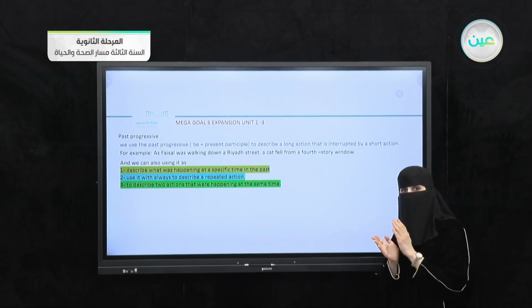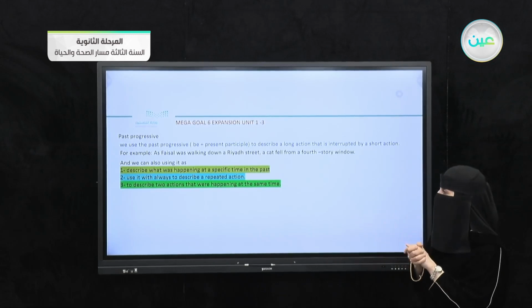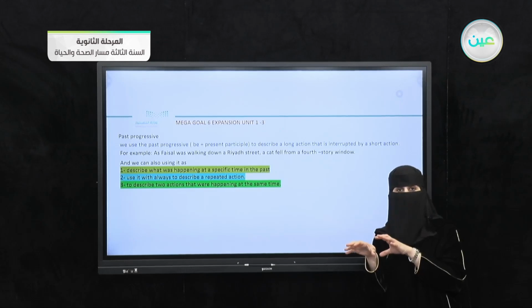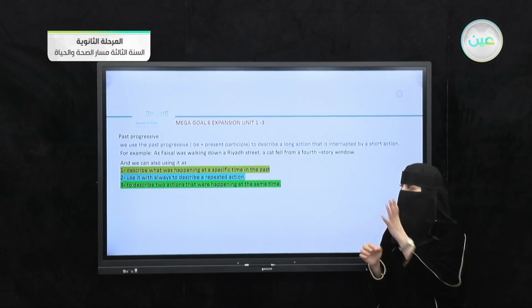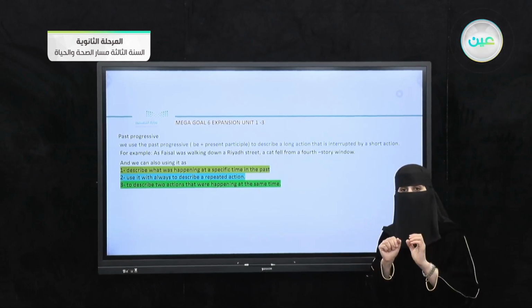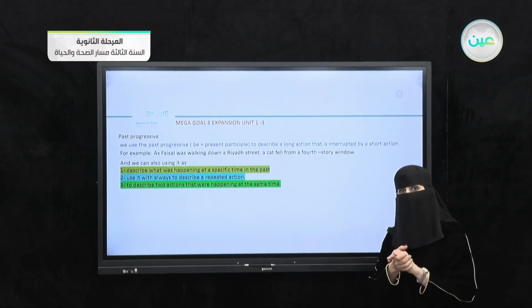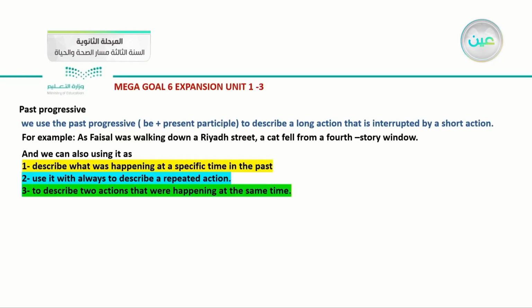Be plus present participle. Number 3, to describe two actions that were happening at the same time. So if I want to describe two things that happen at the same time, I should apply the past progressive, which means that I should put be plus present participle. The present participle in this slide is the verb with -ing, which we bring after we put be.